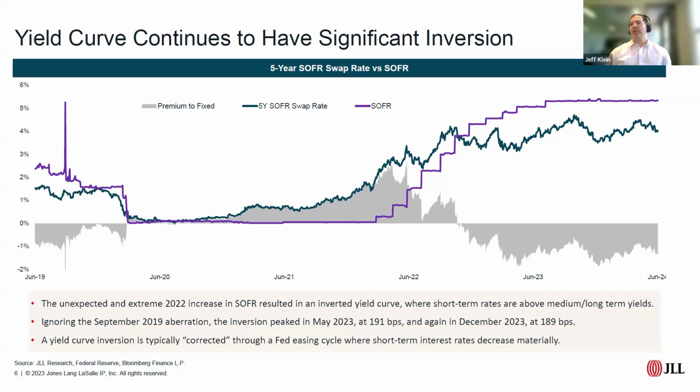So what I want you to focus on is the point in the middle between June of 22 and June of 23, where the purple line starts to go above the blue line. That is referred to as an inversion in the yield curve. So that's where a long-term rate, like a 5-year rate, is actually lower than a short-term rate, like a daily rate for SOFR. And we continue to be in an inversion where longer-term rates are actually lower than short-term rates.